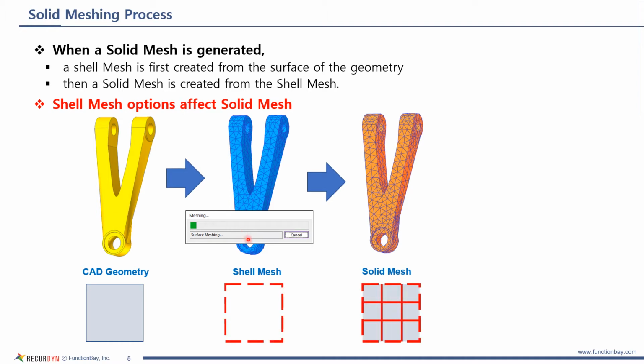So, if there is CAD geometry like this, the outside of the geometry is meshed as a shell mesh first. Then, the interior of the shell mesh is meshed as solid mesh.